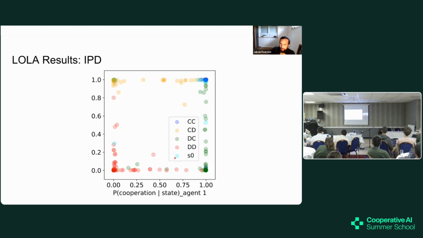So if both of us cooperated, the blue points, we're in the top right corner. Initially, we also mostly cooperate, top right. If I defected and you cooperated, I would now cooperate. So 100% probability for me to cooperate on the x-axis, 0% for you on the y-axis. And then if I cooperate and you defected, now you will cooperate and I will defect.